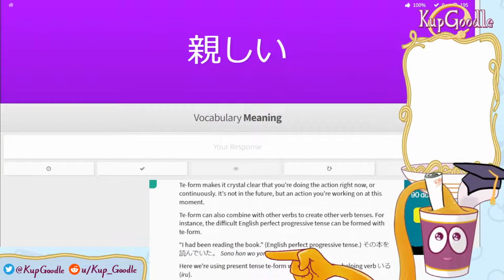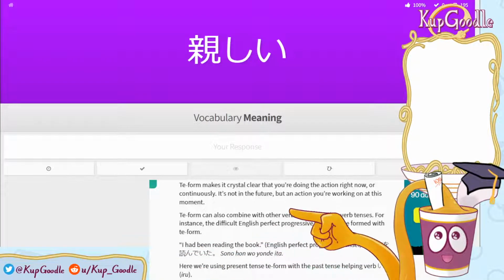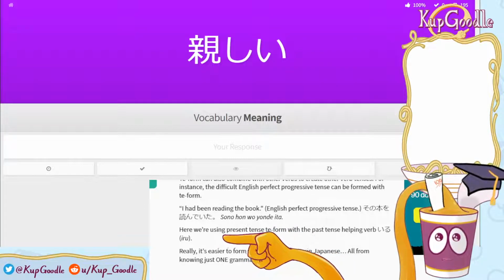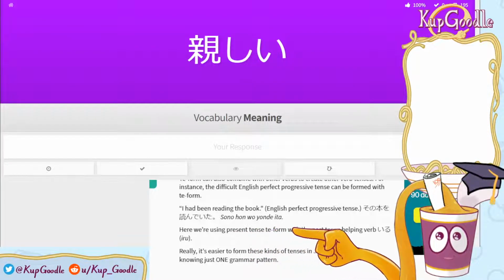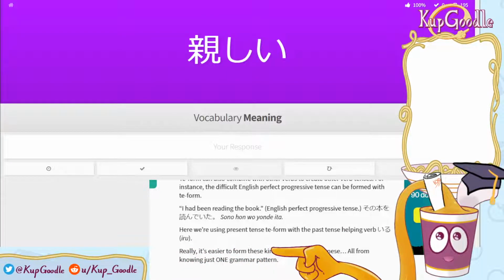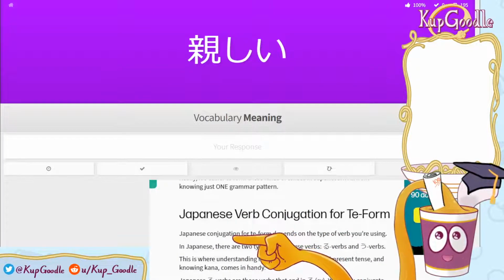Sono hon o yondeita. Yonde is the te form, and ita is iru in the past tense. Here we're using the present tense te form with the past tense helping verb iru. Really, it's easier to form these kinds of verbs and tenses in Japanese, all from knowing just one grammar pattern. Japanese verb conjugation in te form.